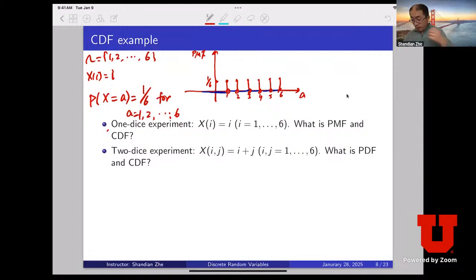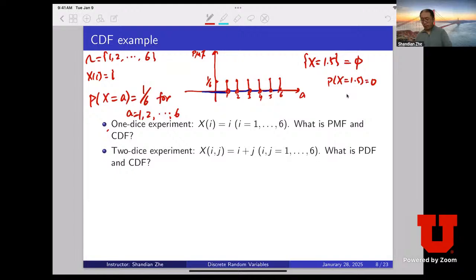Yeah, if we double check, if you take x equals 1.5, to know the PMF, we need to know what event it represents, right? So what is the event that represents x equals 1.5? It's the empty set, right? Because you cannot find any element in the sample space which gives you a random variable value of 1.5. So it is simply empty. That means the probability is 0.